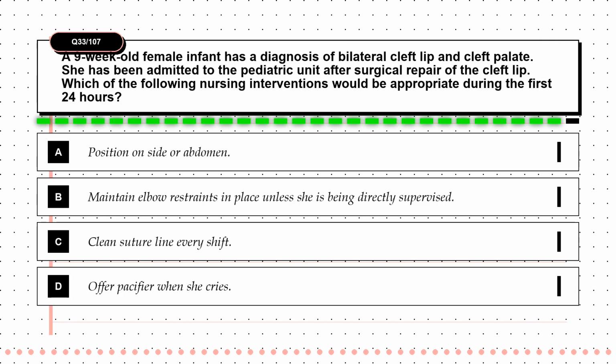Question 33. A 9-week-old female infant had a diagnosis of bilateral cleft lip and cleft palate. She has been admitted to the pediatric unit after surgical repair of the cleft lip. Which of the following nursing interventions would be appropriate during the first 24 hours? Here are the options. Option A, position on side or abdomen. Option B, maintain elbow restraints in place unless she is being directly supervised. Option C, clean suture line every shift. Option D, offer pacifier when she cries.